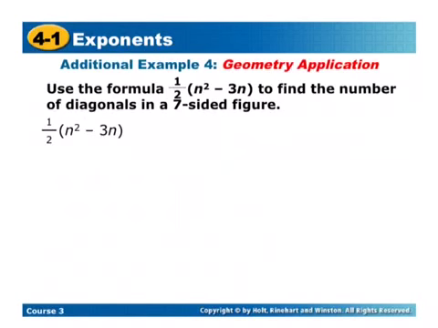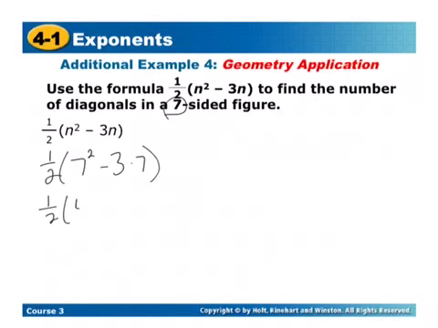And then there's actually a formula that you can use to find the diagonals in a shape, which is 1/2 times the number of sides to the second power minus 3 times the number of sides. And this would be to find the number of diagonals in a shape. So if we're going to do this for a 7-sided figure, first thing we're going to do is substitute in 7. So we have 1/2 times 7 to the second minus 3 times 7.